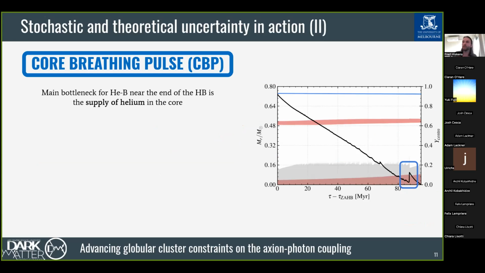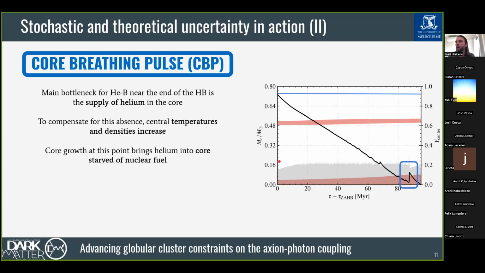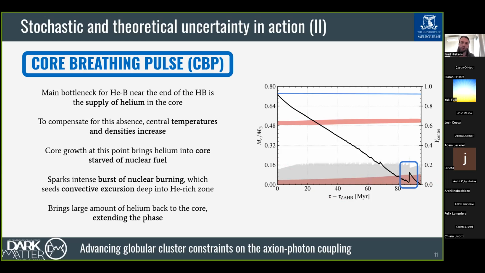So the main bottleneck for helium burning near the end of the horizontal branch is just the supply of helium in the core. There's not much left, basically. And so to compensate for this absence, in a similar way to how the energy loss argument works, the central temperatures and densities of these stars increase to keep up the rate of helium burning. So any core growth that you get at this point, however, because of this instability of the convective core boundary, will bring additional helium into a core that's starved of nuclear fuel. And so what this does is it sparks an intense burst of nuclear burning. This in turn seeds the convective excursion deep into the helium-rich zone, which brings back quite a large amount of helium to the core and extends the phase by some largish amount, say like 10 mega years in this case.